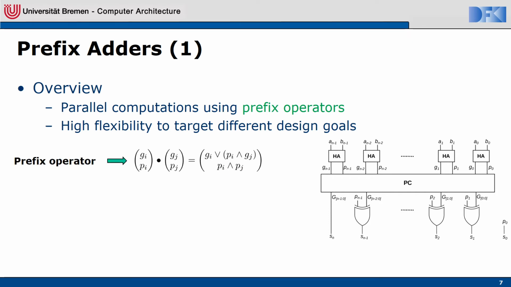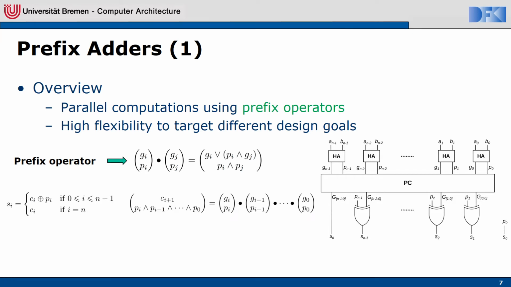Here you can see the prefix operation between two pairs of generate and propagate signals. The goal is to obtain carry bits and then compute the sum bits. A carry bit can be computed using prefix operations, as you can see. Prefix operation is associative. It means that we can do the operation in any desired order or even in parallel. Different orders of the computations usually lead to different prefix adders.